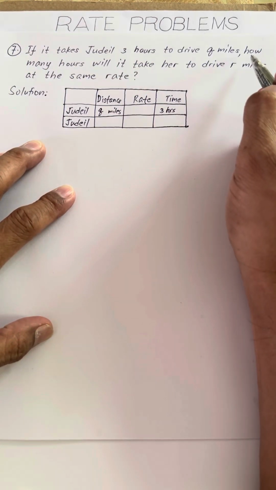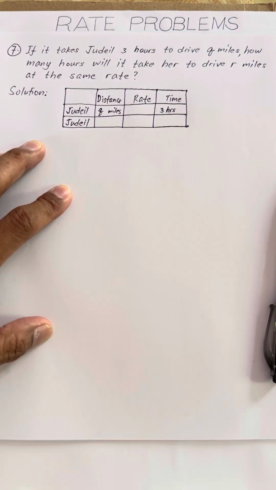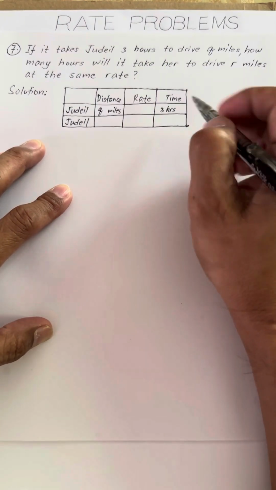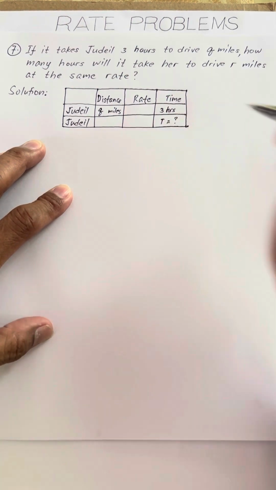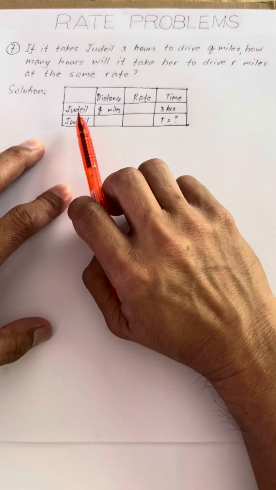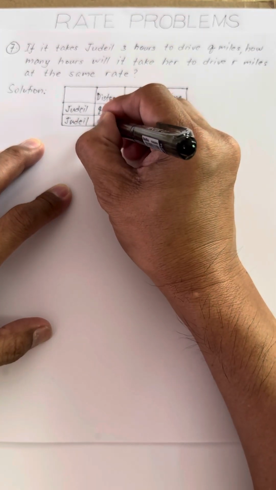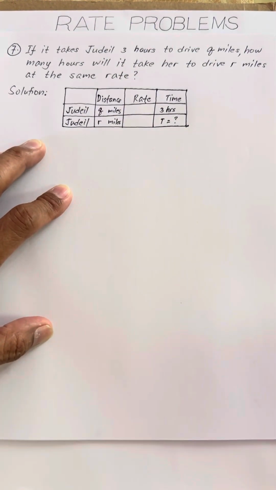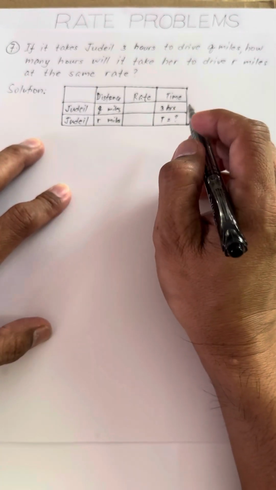Then the question is, how many hours? So we need to solve for time. So how many hours? So this is the second condition. So we don't know the time. So we need to solve this. It says that how many hours will it take her, meaning Judel, to drive R miles? So R miles. So again, it's not a number. At the same rate.